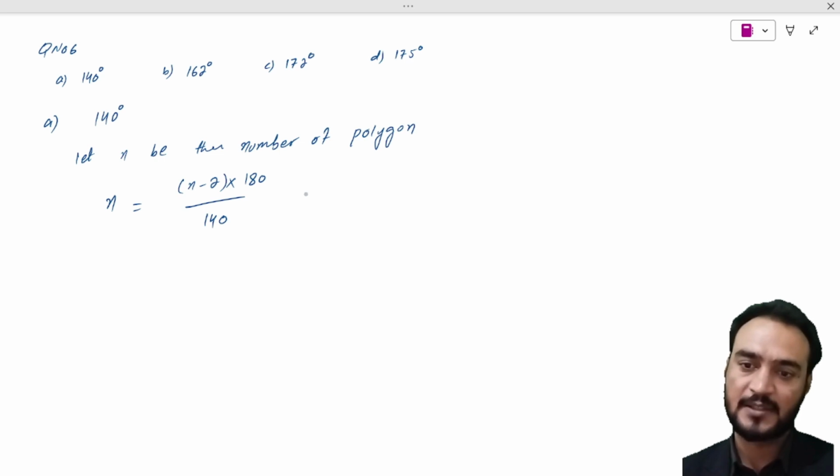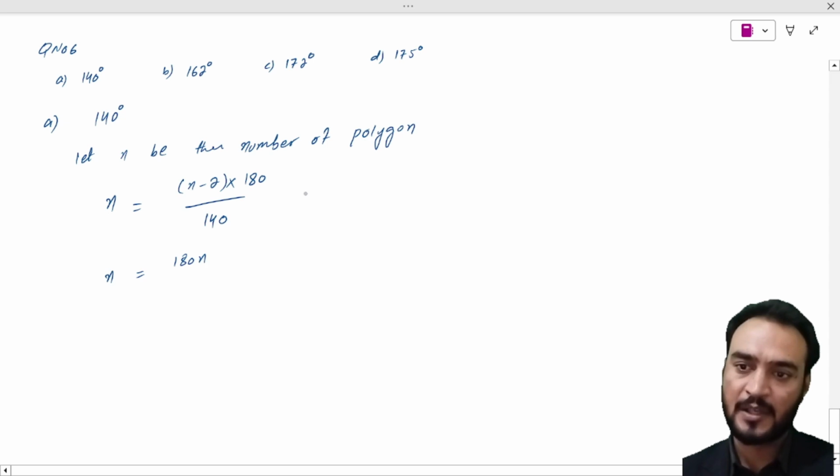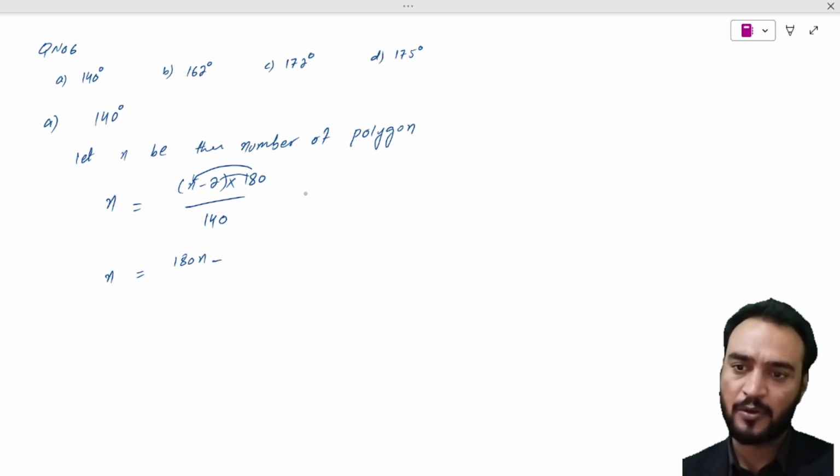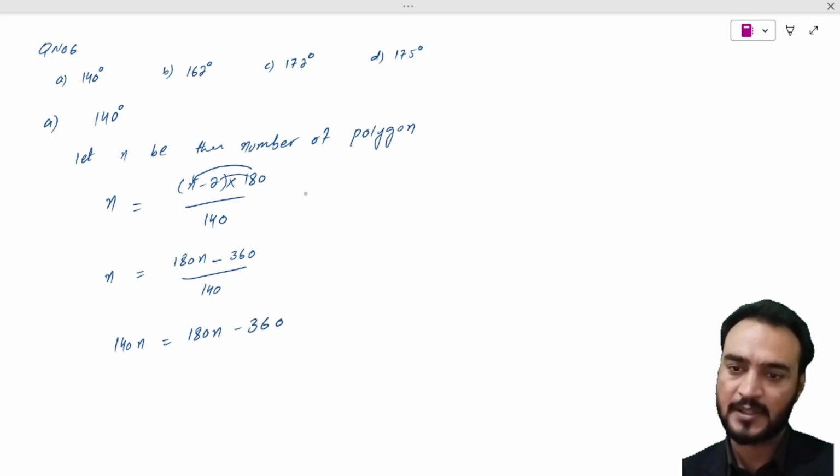So number of sides n is equal to 180 times n minus 2, divided by 140. We multiply 180 with n and with minus 2 also. 180 will be multiplied with n, and 2 also multiplied with 180, and if we multiply 2 with 180, the answer becomes 360, and we divide it by 140. 140 will be multiplied on the left side. 140n equals 180n minus 360.